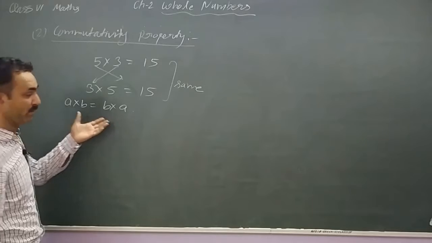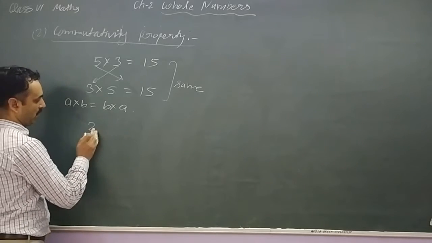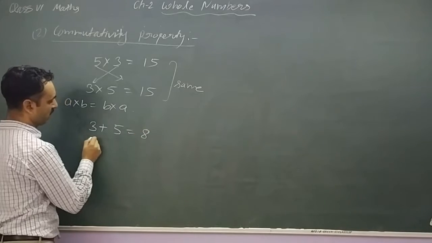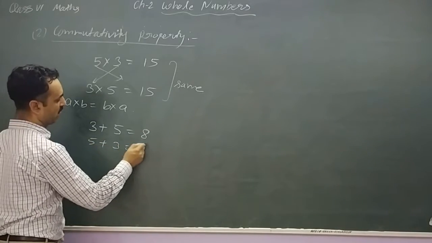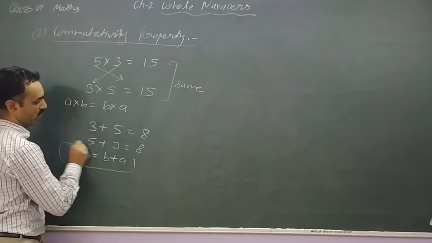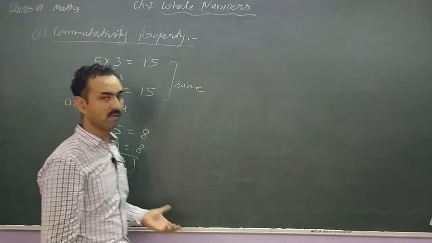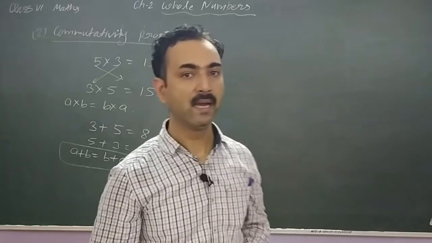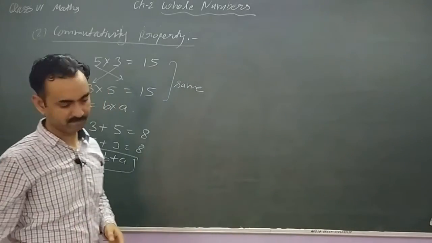This was for multiplication. Now we'll understand for addition. 3 plus 5 is 8 and 5 plus 3 is 8. It means we can add two whole numbers in any order. So this is applicable for addition of two whole numbers and multiplication of two whole numbers.